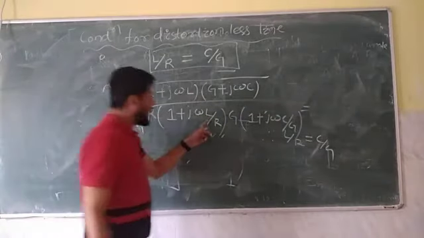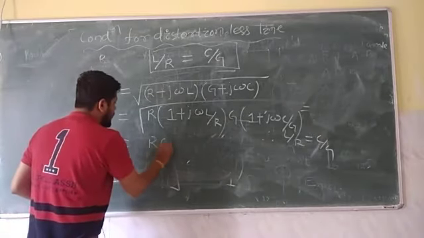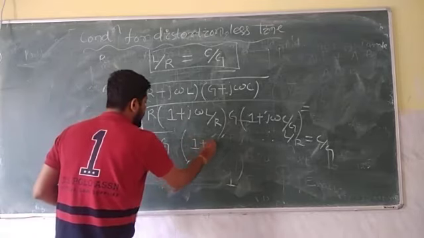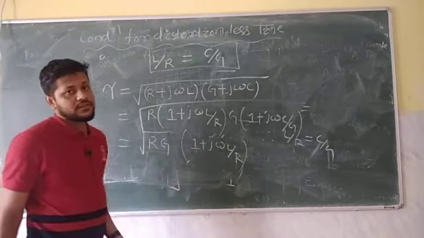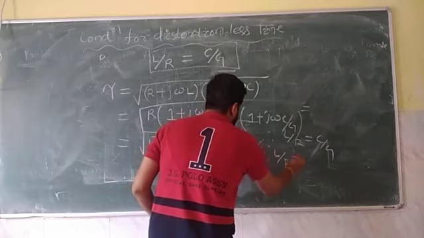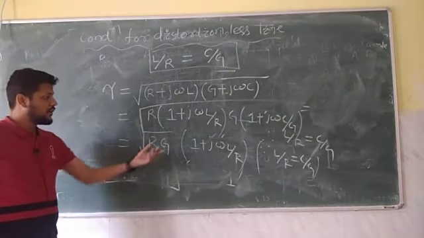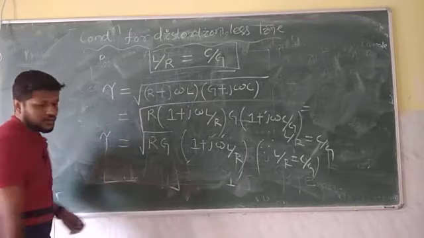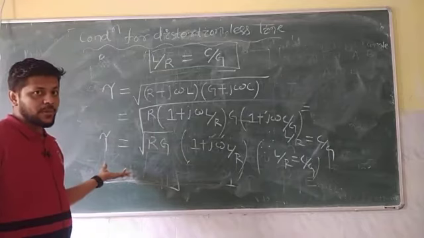And you know L by R must be equal to C by G. So we have root over RG. Here I can put, this becomes 1 plus J omega L by R, or we can write C by G, since L by R is equal to C by G. So gamma is equal to root over RG into 1 plus J omega L by R. This is the value of your gamma. Gamma is your secondary constant, that is your propagation constant.